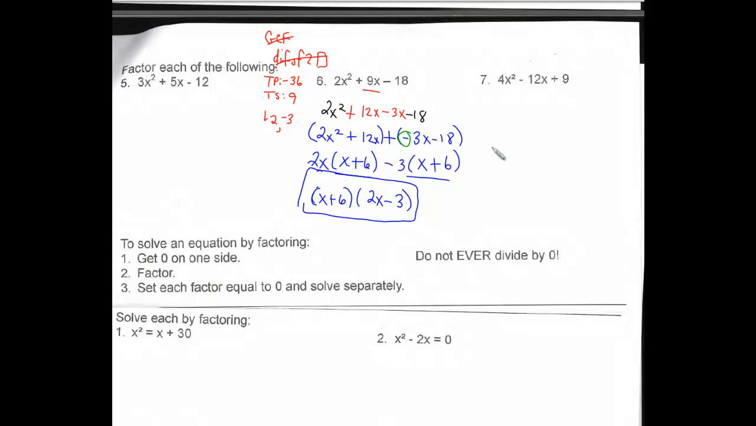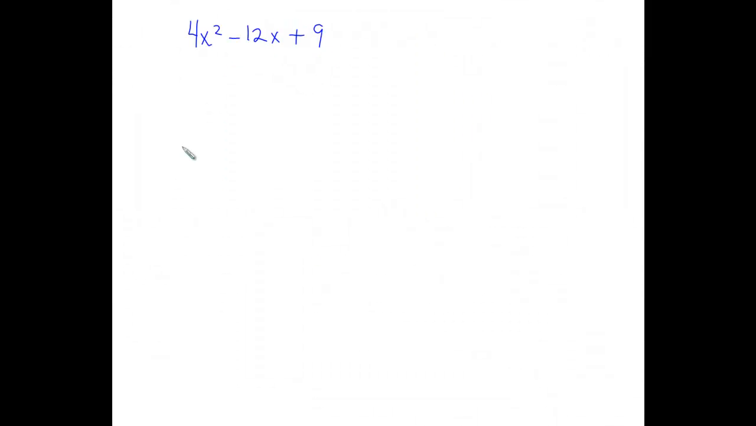In example 7, we have 4x squared minus 12x plus 9. Again, we want to pull out the GCF if possible, but there is not a GCF for me to pull out in all three terms. I want to check and see if there are a difference of two squares. That is not. The next thing I want to check before I do target product, target sum is if it's a perfect square trinomial. It's not necessary that I know the perfect square trinomial formula. However, the format, if I recognize it, can save me some time and work.